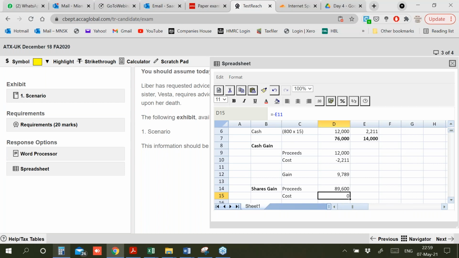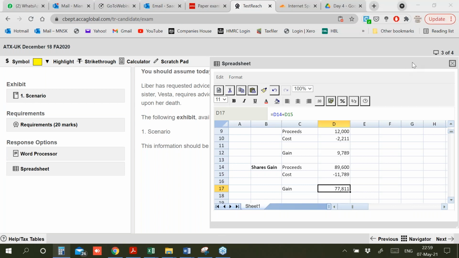Now, what will be her cost? Cost we have calculated already, 11,789. So the gain will be 77,811. And this will be the gain even if she sells the shares next year. Why? Because the cost will remain the same and Janus will be paying her the same amount of money. I'll explain what will be the impact of delaying the sale. But first, if you guys can raise your hand if you have understood till here.